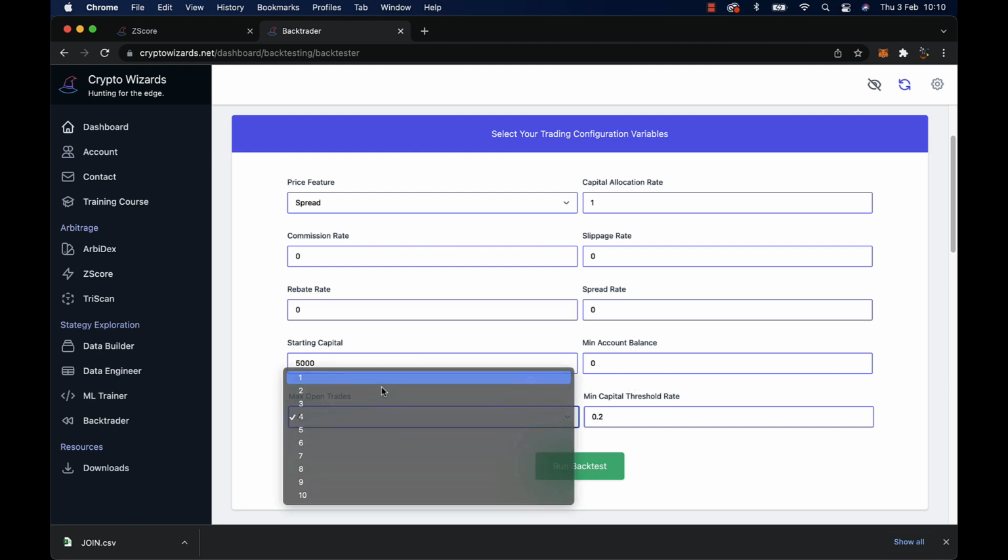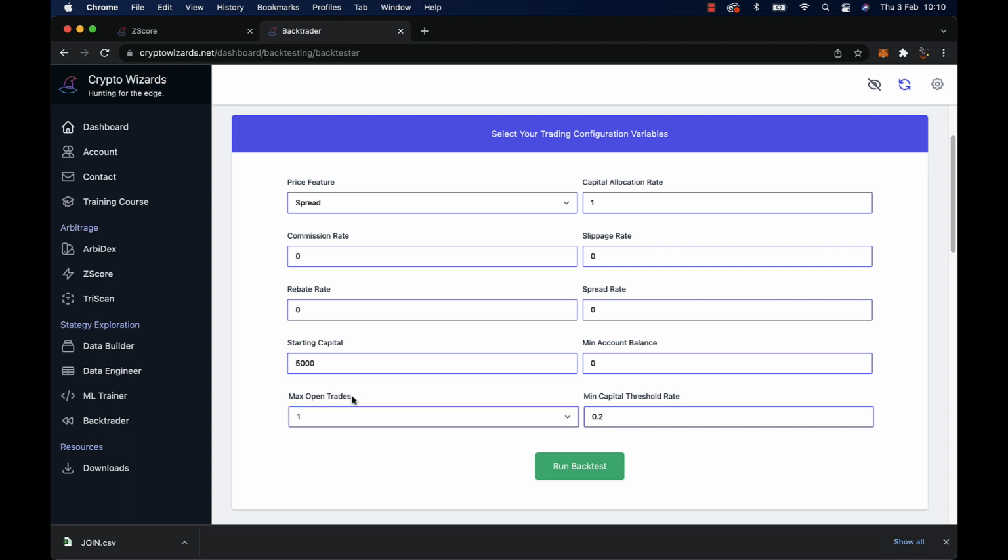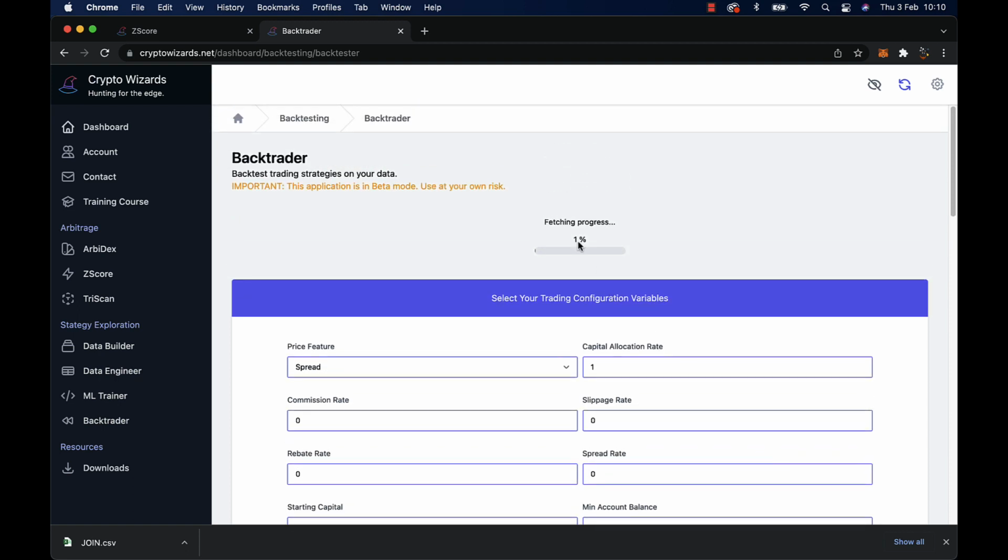The maximum trades that can be open at any time, I'm just going to put as 1, because I'm literally going to buy and sell in the next hour. Starting capital is going to be 5,000 of whatever coin you're trading. You could put 1, 10, or 100 million, it doesn't matter for this purpose. And the minimum capital threshold: if my capital reduces below 20%, it's going to stop trading. That's all that means. Let's run the backtest and see what happens.